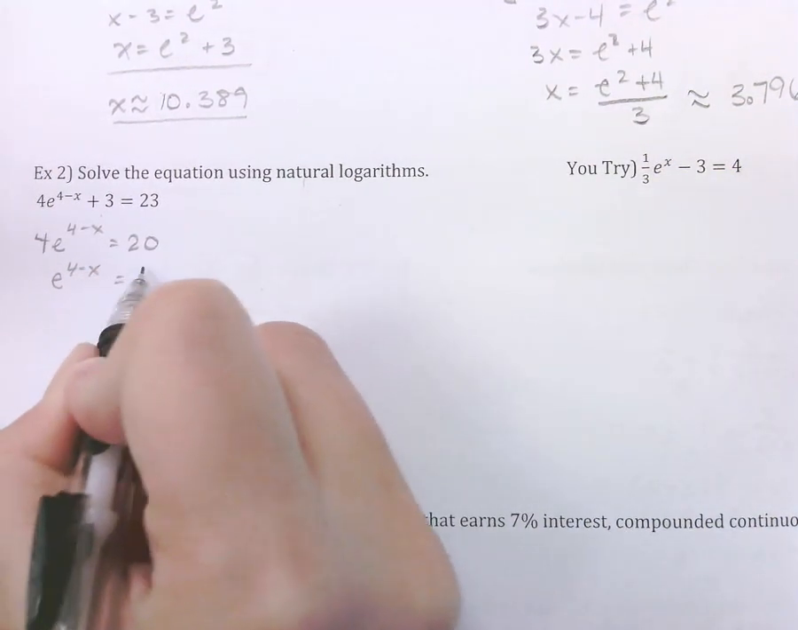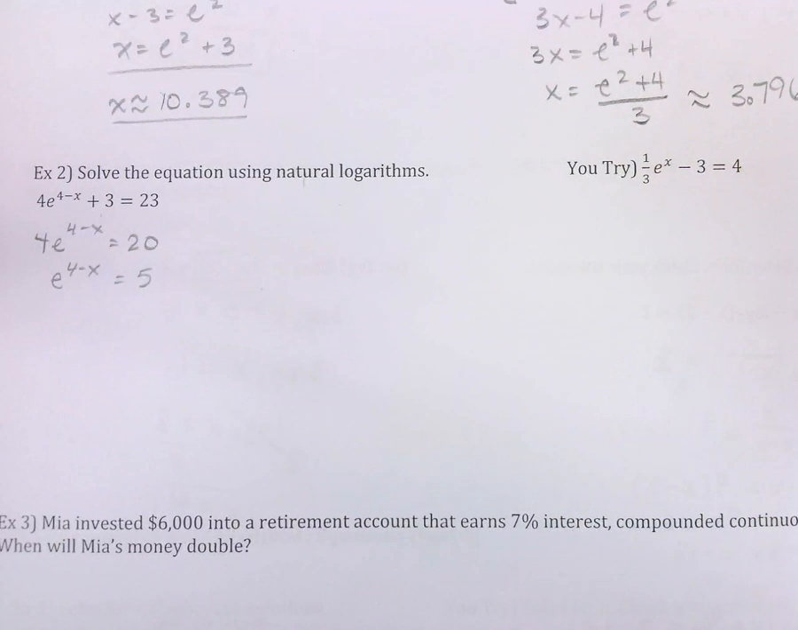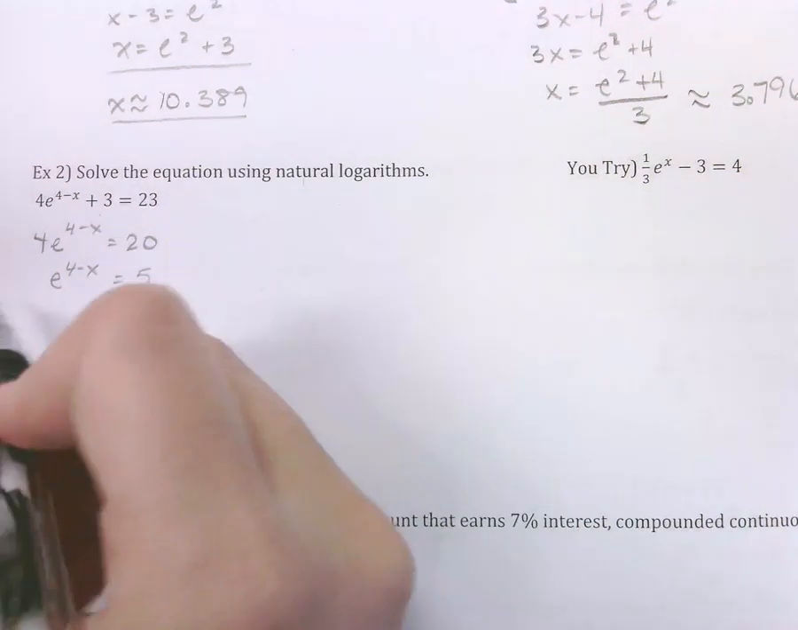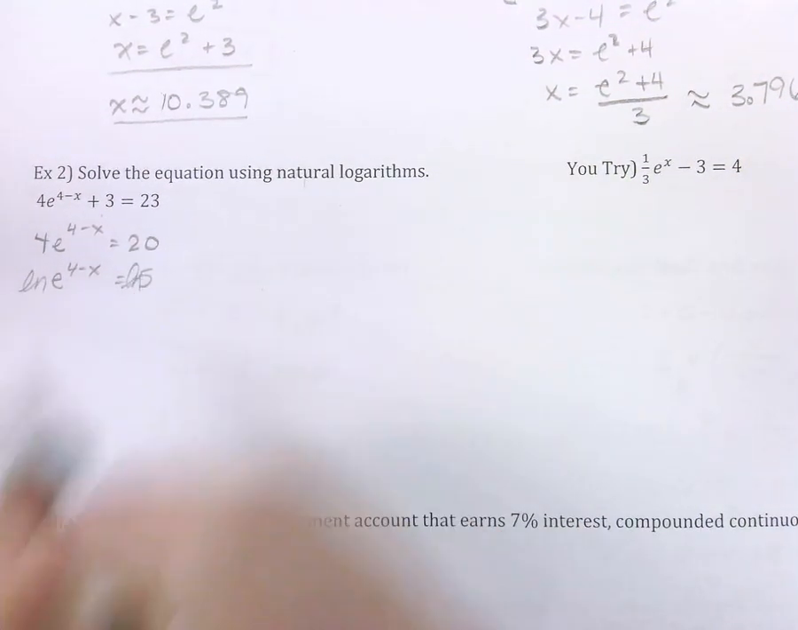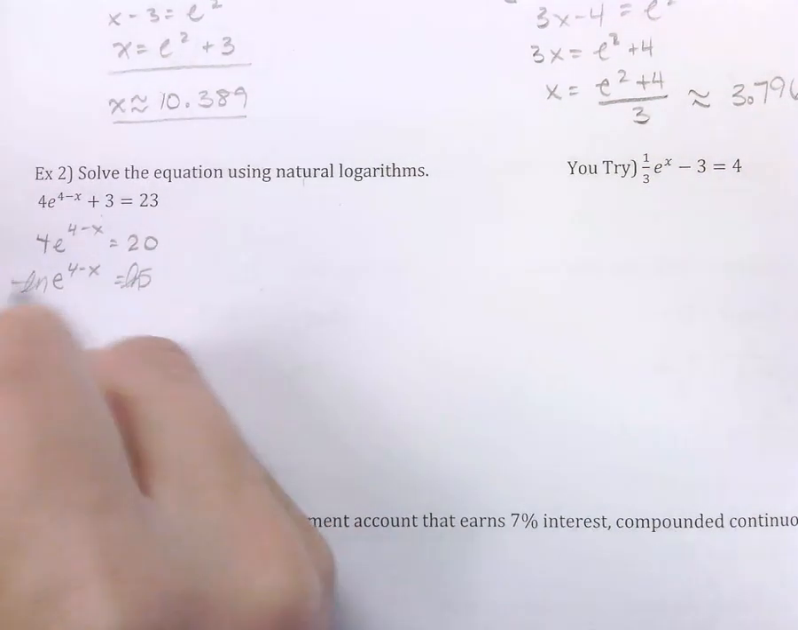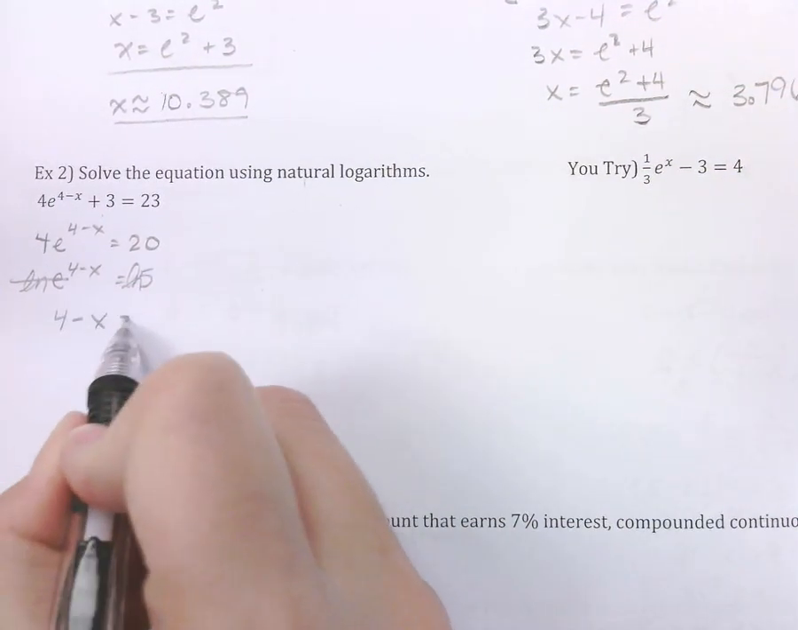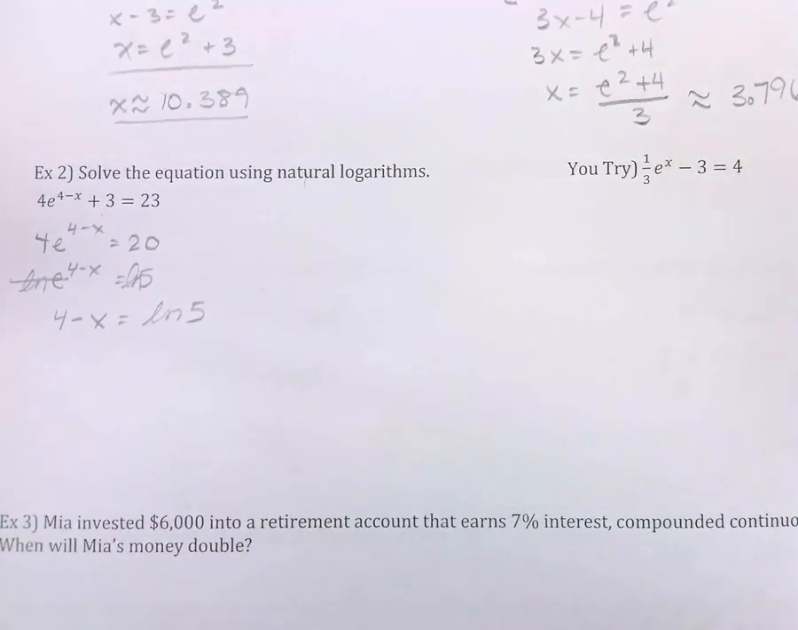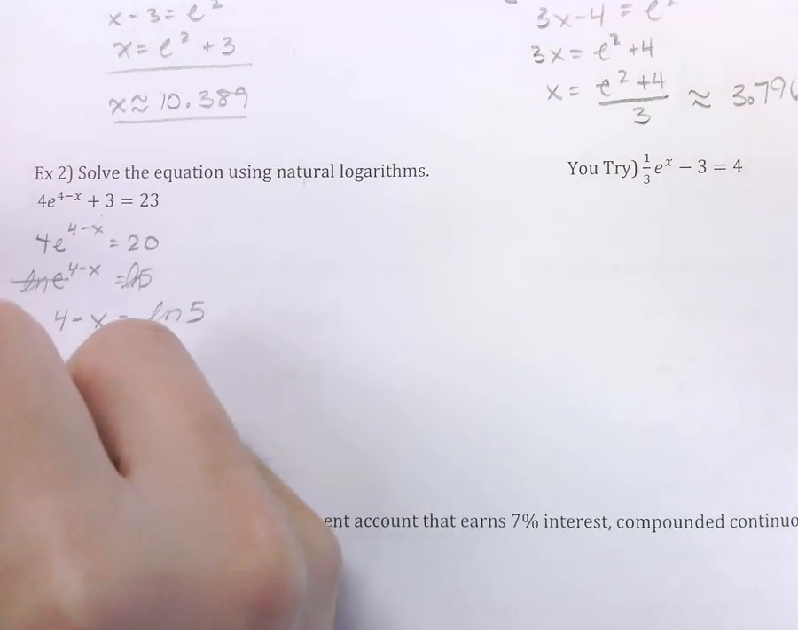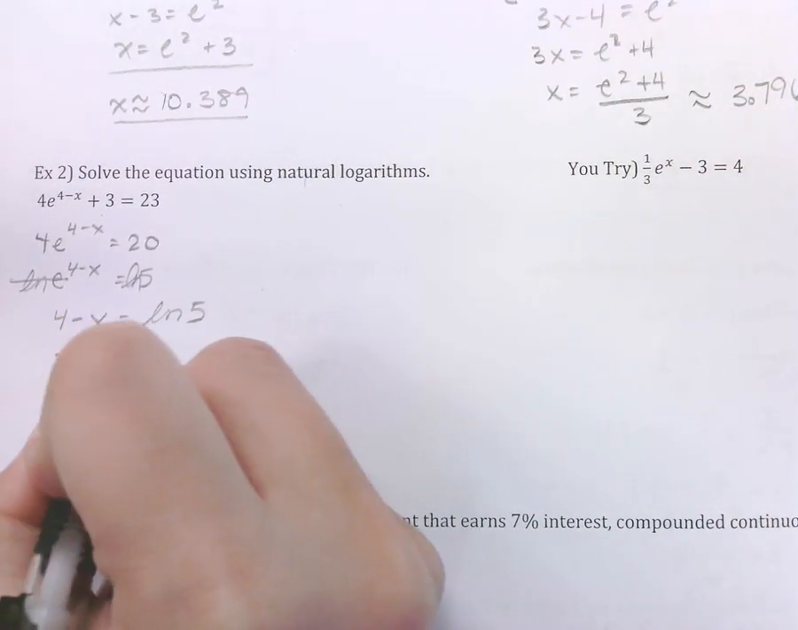And then here we get stuck because we have this e. Can you divide by 4 and the little 4 at the top divide 2? No. But we can put the inverse of e, which is the natural log, ln. Bam. 4 minus x equals the natural log of 5. And then I can subtract 4. Divide by -1.